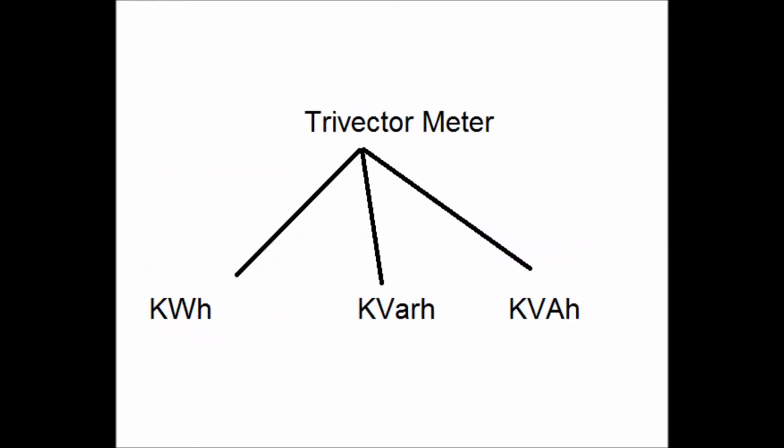Now, the energy meter is sometimes called a tri-vector meter because it not only gives the measurement of energy in terms of kilowatt hour, it also gives the measurement in terms of kVAR hour and also kVA hour.